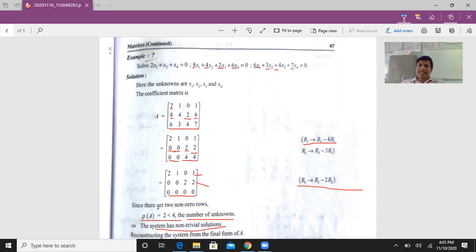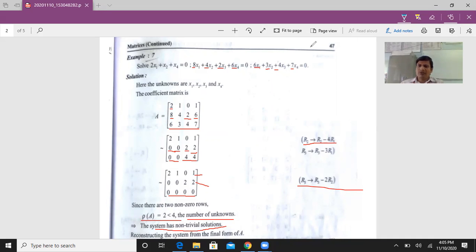Remember this one: the rank is less than the number of unknowns means a non-trivial solution. You remember this one. Number of unknowns means here 4 is there: x1, x2, x3, x4. That is 4 unknowns. That's why the system has a non-trivial solution.